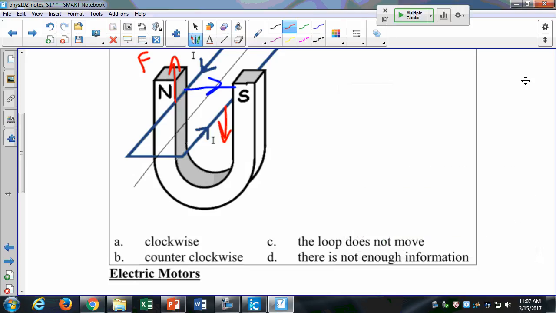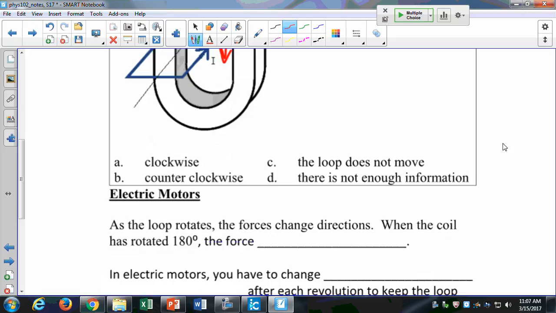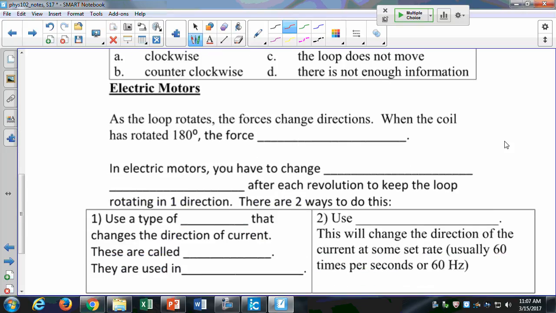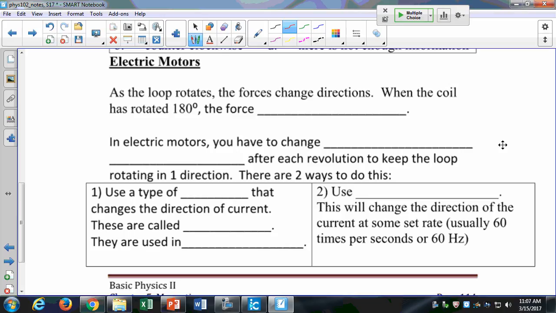So I have one force going up, one force going down, I'm going to twist that thing, and it's going to move in a clockwise direction, at least initially. And we'll see what happens. This is a type of electric motor, and we'll see how electric motors deal with this. So, as the loop rotates, the force changes directions.